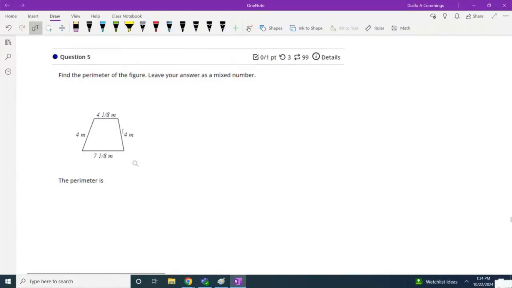So this figure is a quadrilateral. It's a four-sided closed figure. So I'm simply going to add up the side lengths. It doesn't really matter where you start, so I'm going to start at the top. This is 4 1/8. My next side length is 4. My next side length is 7 1/8. And my last side length is 4. I'm going to add all 4 of these numbers up.